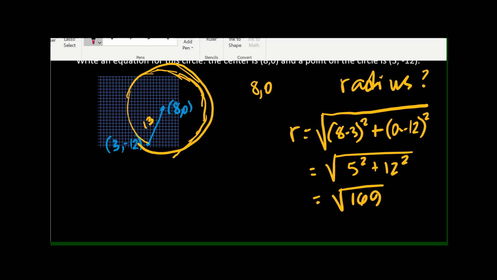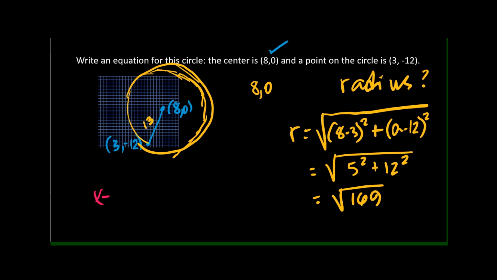And this is x minus what? That is an x plus y minus nothing equals 169.